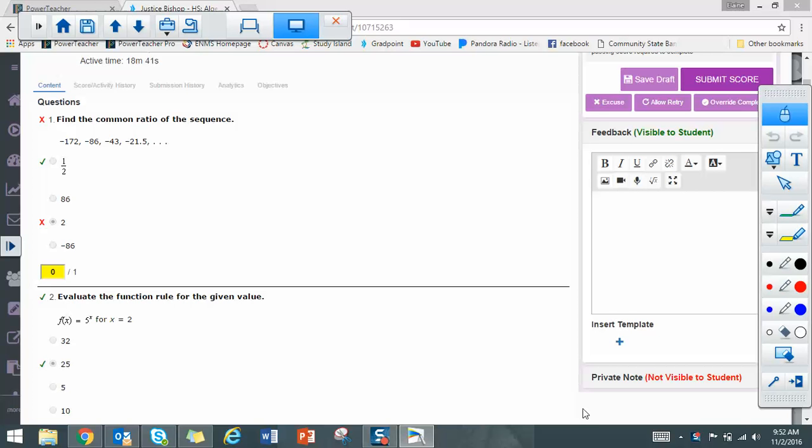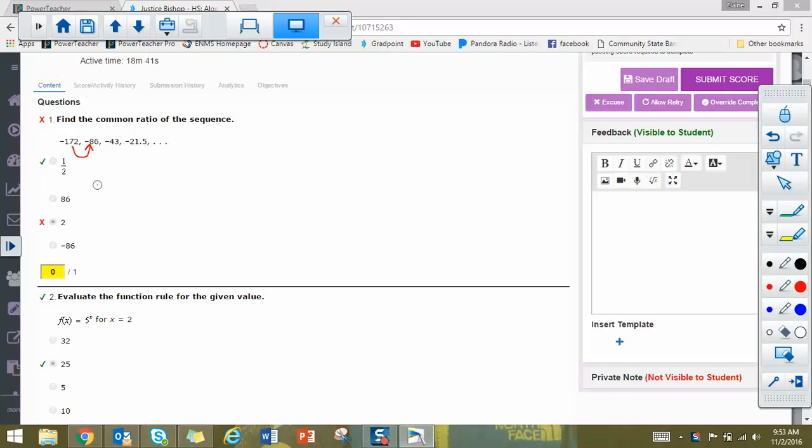Okay, so I have your Unit 13 test pulled up. First question says, find the common ratio of the sequence. When you're finding a common ratio, you're trying to figure out what you are multiplying each term by to get the next term. If you look at the first one, you can definitely see it's a decrease. So it's how to get from negative 172 to negative 86.